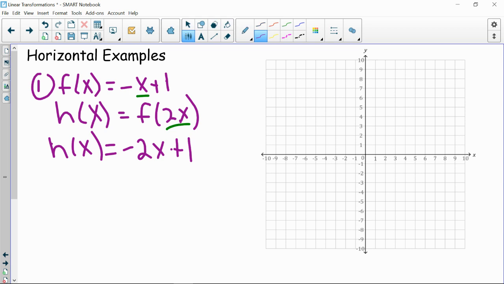Be careful on your homework for tonight and Edulastic because they're all going to be mixed up. So you really have to pay attention to which type you're doing, if you're doing horizontal or vertical one. So I would definitely have your notes with you when you're doing the homework tonight.